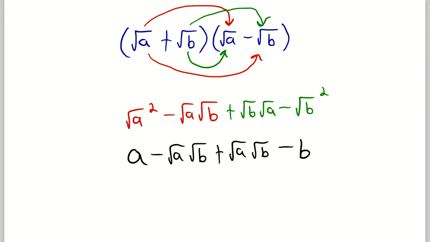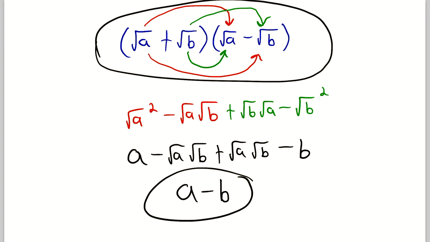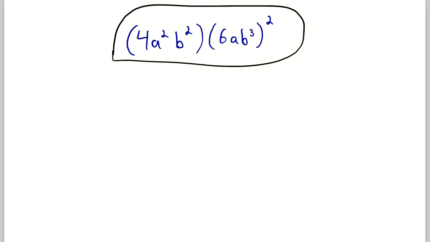So now, all we have to do is add like terms, because we've got a minus root a root b and a plus root a root b, so that's going to go straight to 0, and we're just left with a minus b. And this is beautiful in comparison to this. So, solid example there. Let's move on to this example of simplifying an exponential expression.